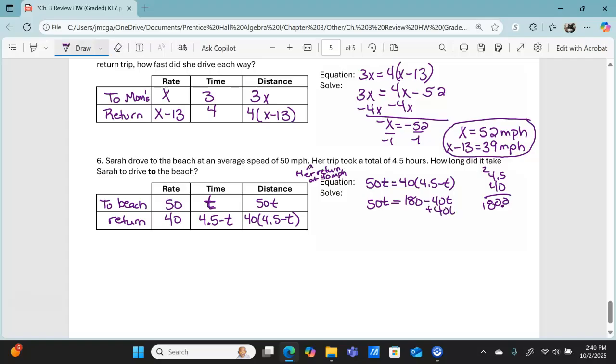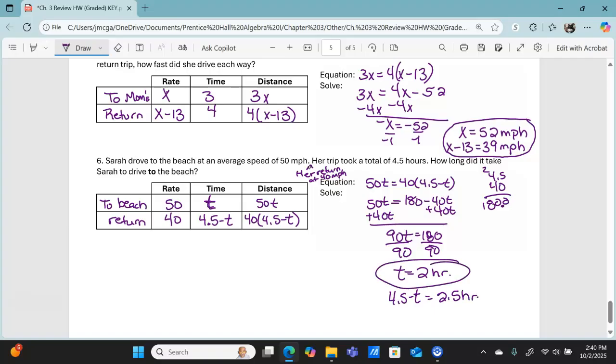Add 40t to both sides. 90t equals 180. Divide by 90. The time on the way there was 2 hours. And then 4.5 minus t, which would be the time on the way back, was 2.5 hours. But I asked how long did it take her to get there? 2 hours.